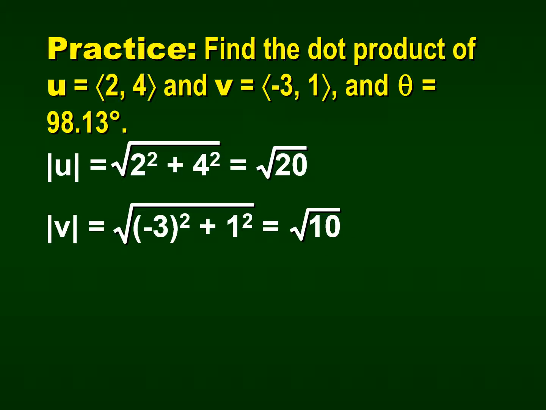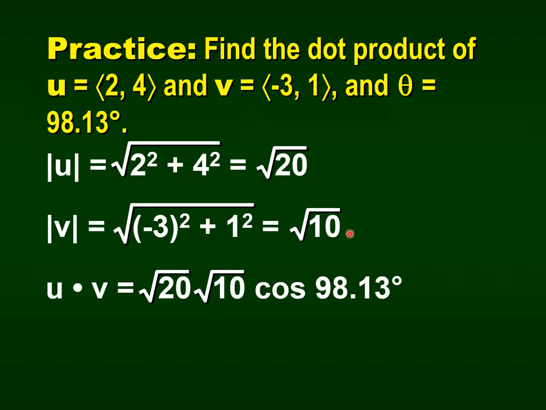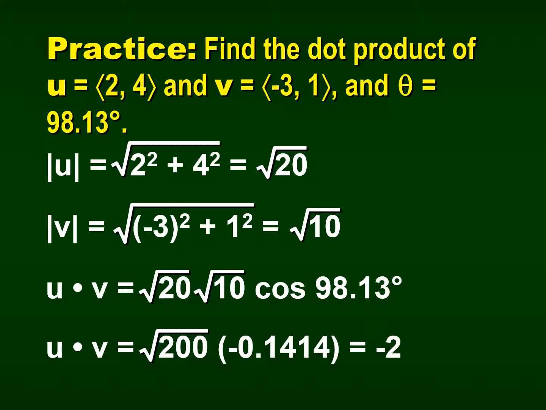So now that we know the absolute value of u and the absolute value of v, we also need to find the cosine of 98.13. So we're going to multiply the square root of 20 times the square root of 10 times the cosine of 98.13 degrees, making sure our calculator is in degree mode, and then we get approximately negative 2.